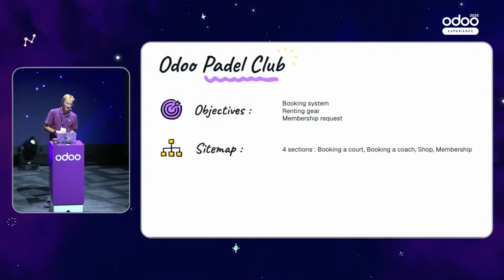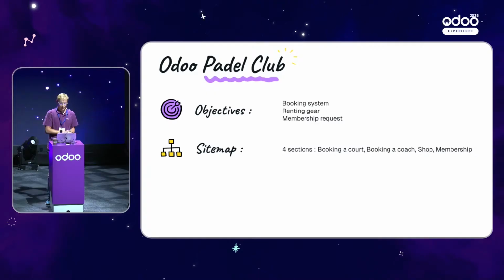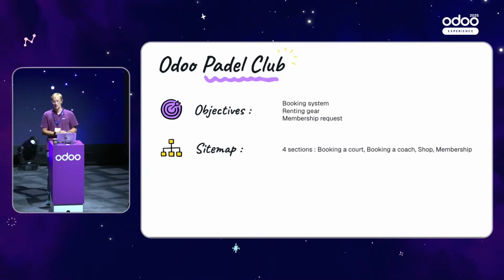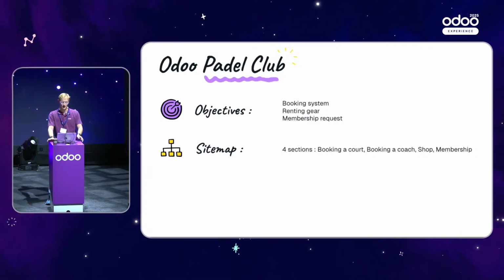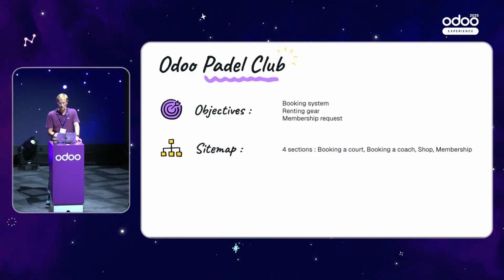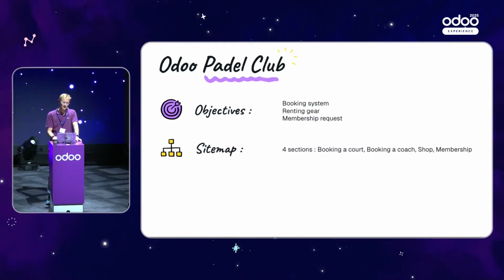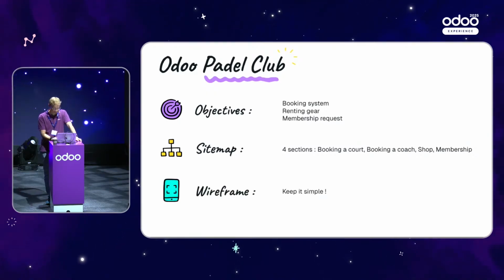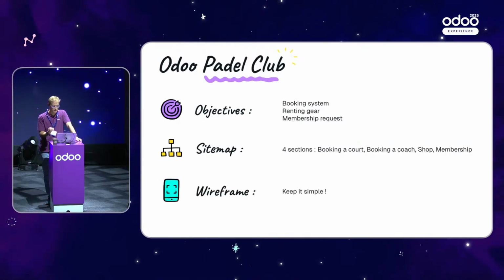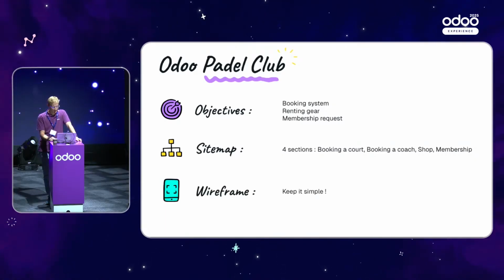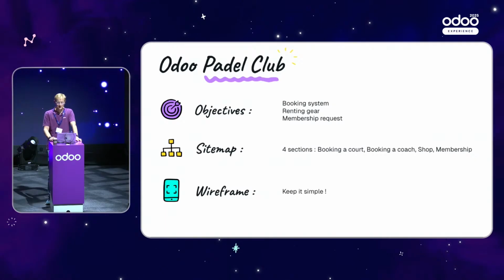In terms of the sitemap, we have 4 sections: booking a court, booking a coach, which is also going to be one service we provide, the shop, and the membership section. So it's really clear, really simple. For the wireframe, there is just one goal, which is to keep it simple.